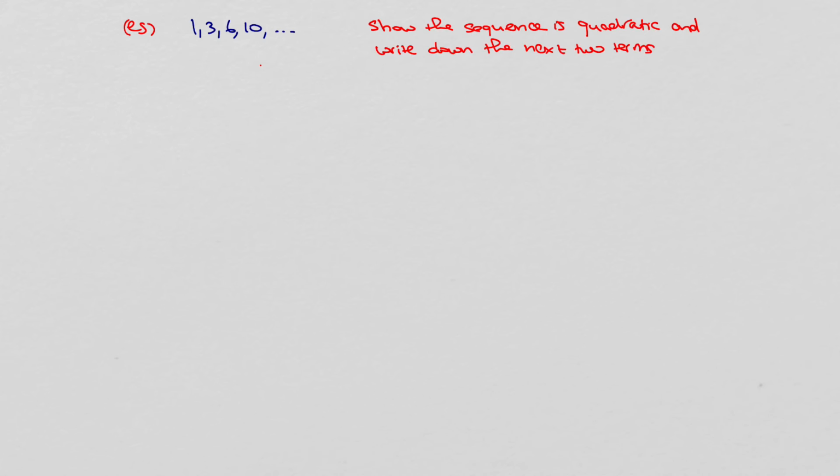So if we have 1, 3, 6, and 10. So we have a sequence 1, 3, 6, and 10. So term 1, term 2, term 3, and term 4. And it says, show the sequence is quadratic and write down the next 2 terms. So to show it's quadratic, we must now know that our second difference has to be constant in order for it to be a quadratic.